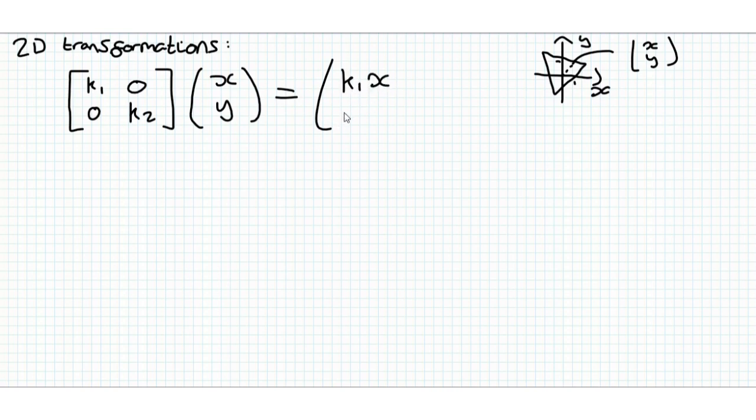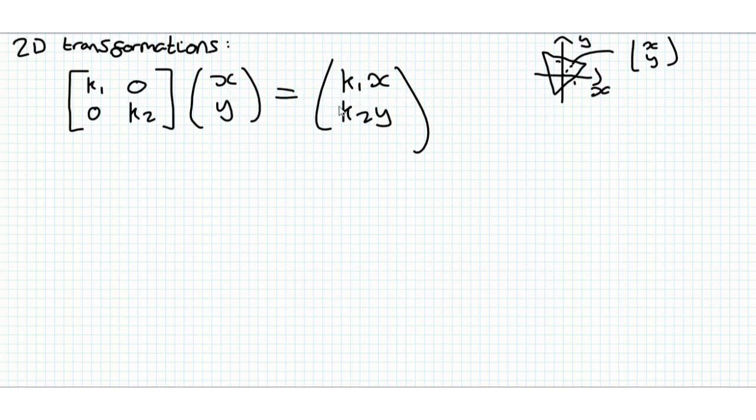K1X, K2Y. So a matrix of this form gives a stretch of K1 in the X direction and a stretch of K2 in the Y direction. So that's a pretty simple one. Of course, if K1 is 1 or K2 is 1, then the X and Y just stay as they are.